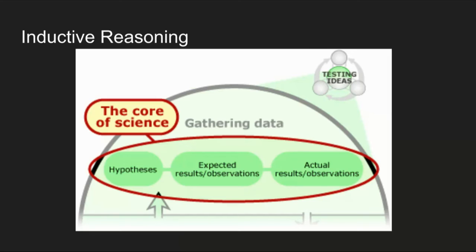However, we can do it, and that is actually the core of science. By gathering data, you can form a hypothesis, look for expected results and observations, check your actual results and observations, and eventually form a core theory. And that core theory becomes a general principle from which you can then do more things.